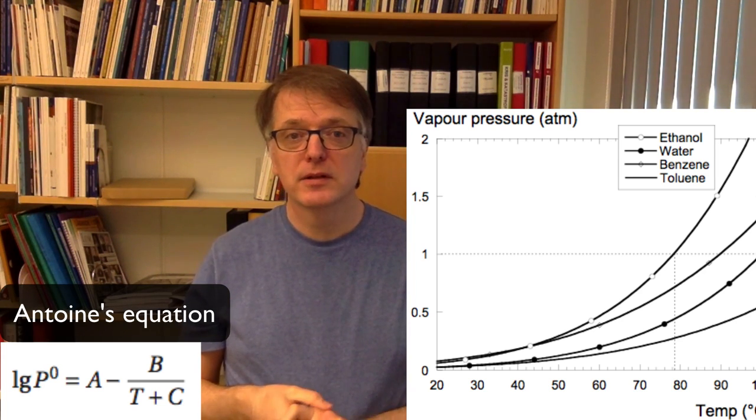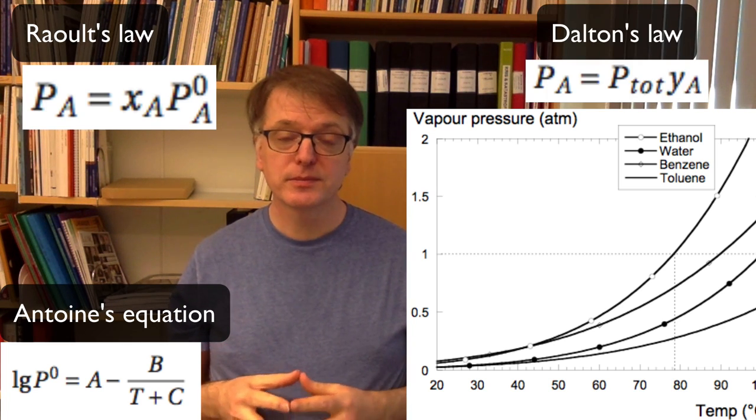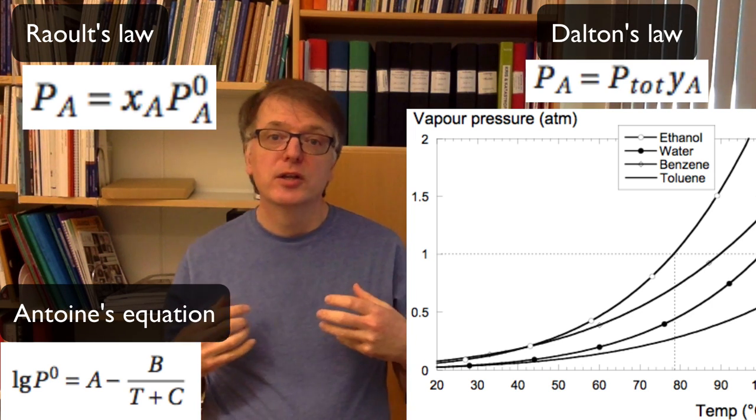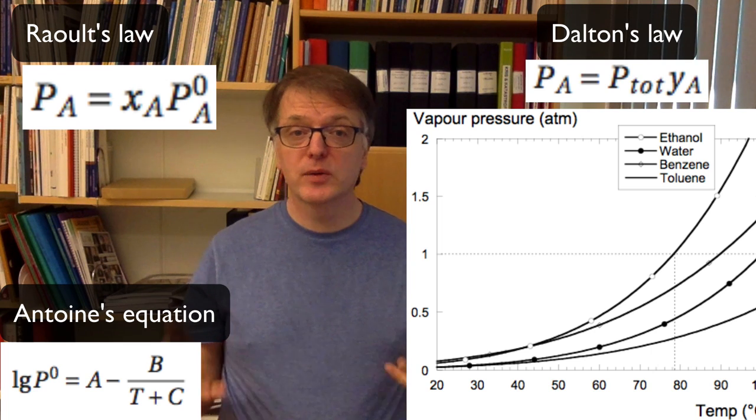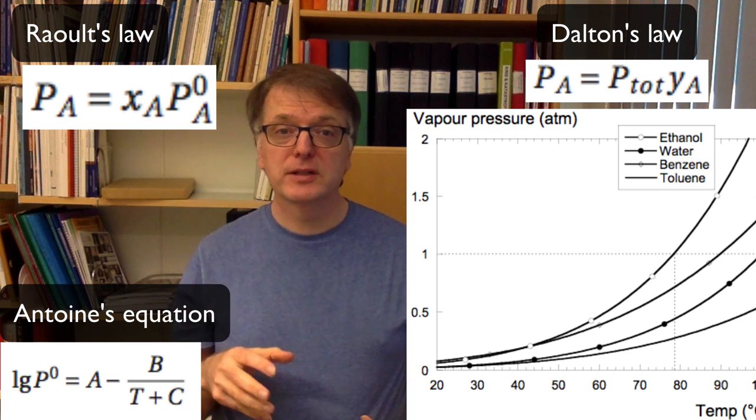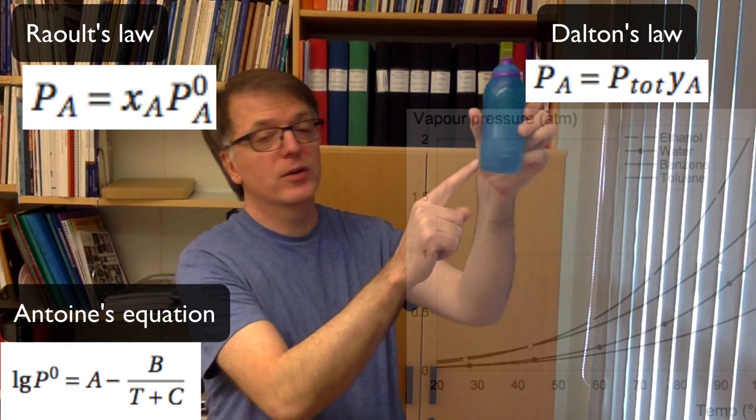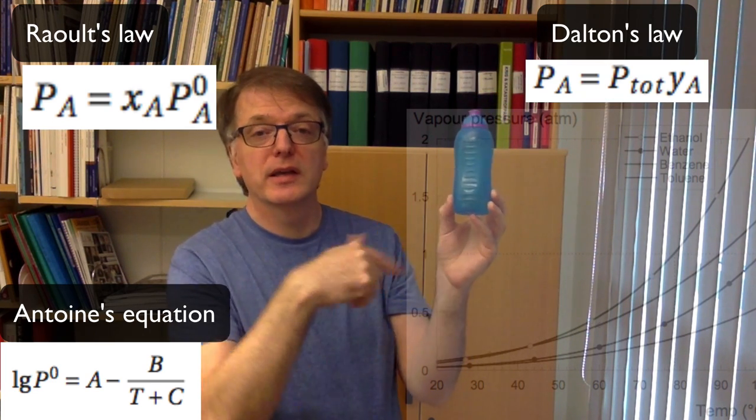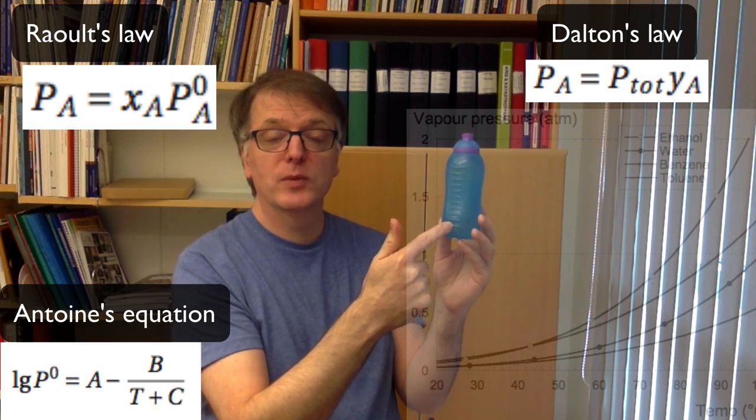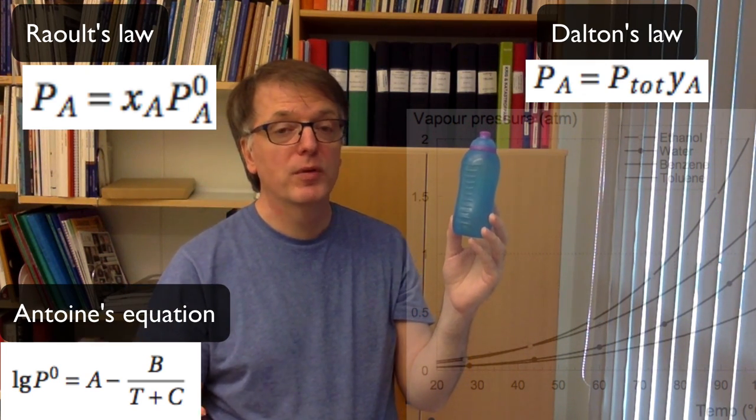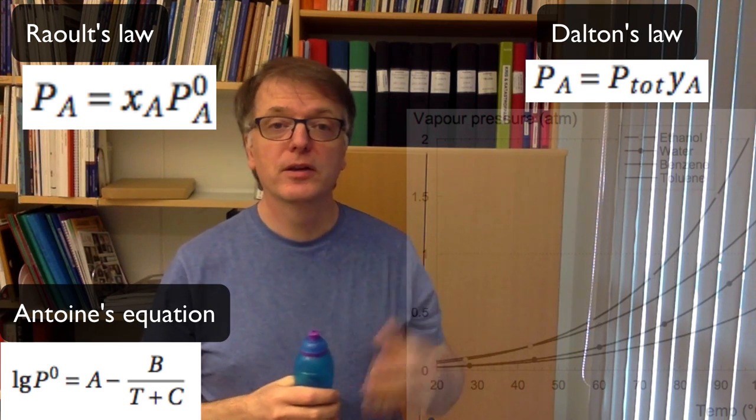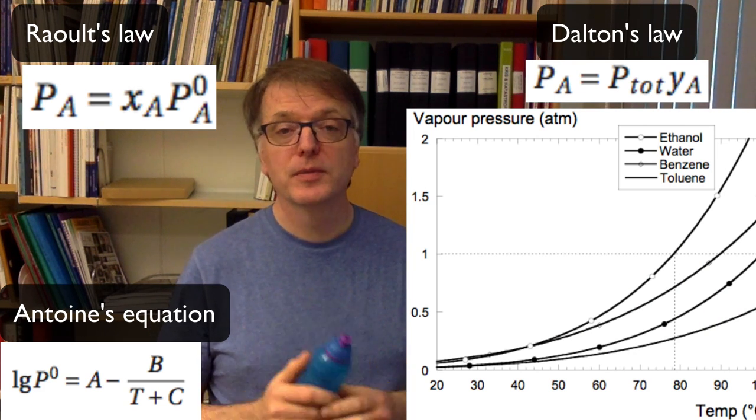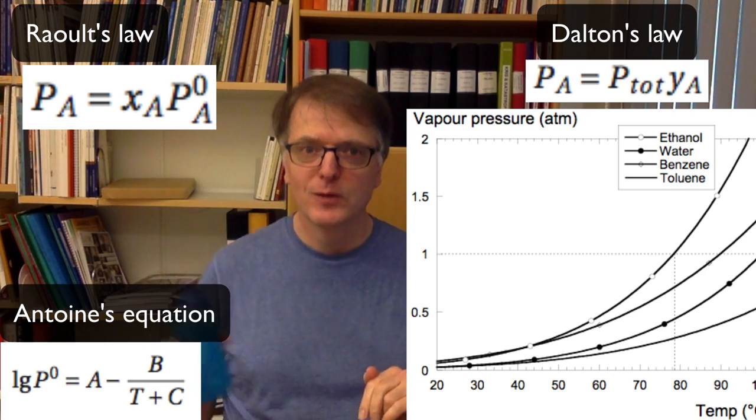Two other important things are Raoult's law and Dalton's law. Raoult's law is only valid for ideal solutions. And it states that the partial pressure of a substance at equilibrium equals the molar fraction. So if this would be ethanol and water inside in here, if we know the molar fraction of water in here, we take that as xA, and then we multiply that with the vapor pressure over pure substance, and then we get the partial pressure of that substance in the gas, if it's ideal. Water and ethanol isn't actually.